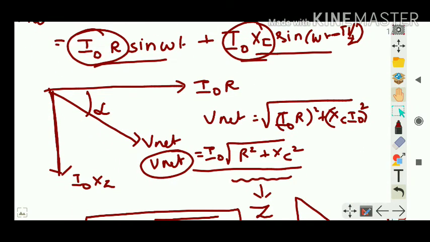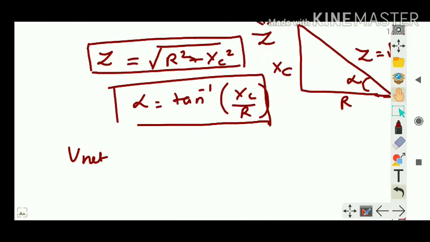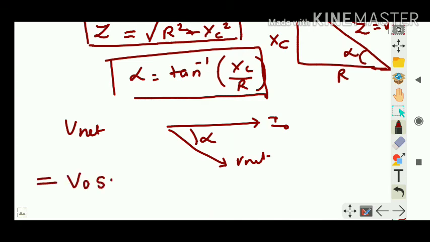Right, this is the net voltage direction and the current is like this. So net voltage is lagging, right? Remember, this was the direction of current. This is the direction of V net and this is alpha. So net voltage, when I write, it will be V naught sine omega t minus alpha, right?